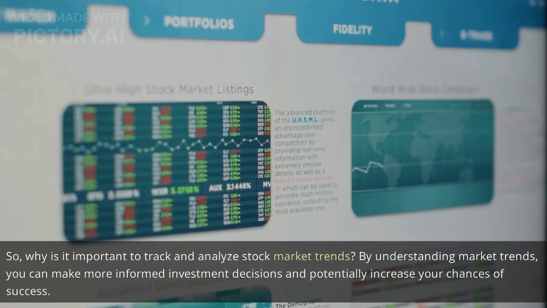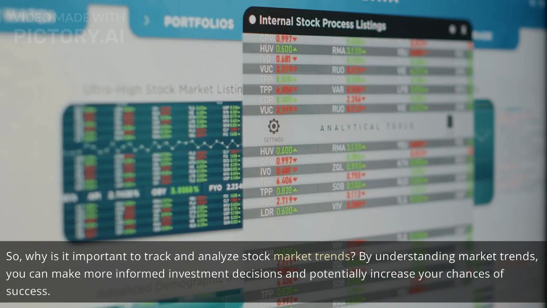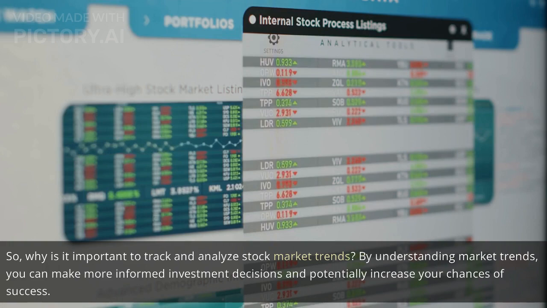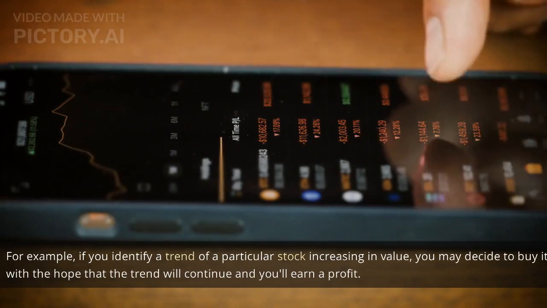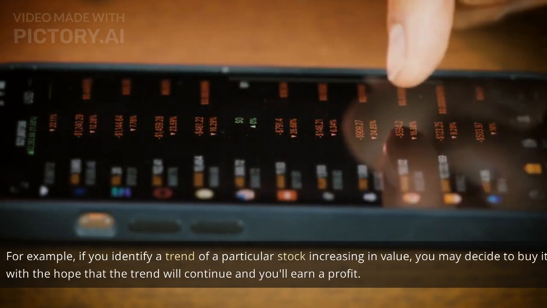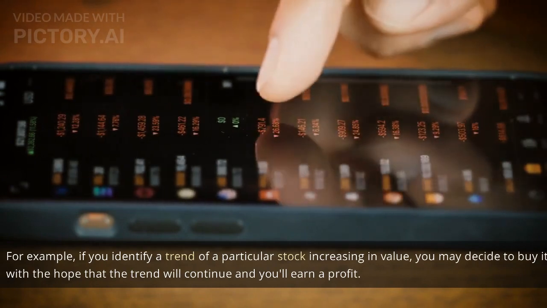So, why is it important to track and analyze stock market trends? By understanding market trends, you can make more informed investment decisions and potentially increase your chances of success. For example, if you identify a trend of a particular stock increasing in value, you may decide to buy it, with the hope that the trend will continue and you'll earn a profit.